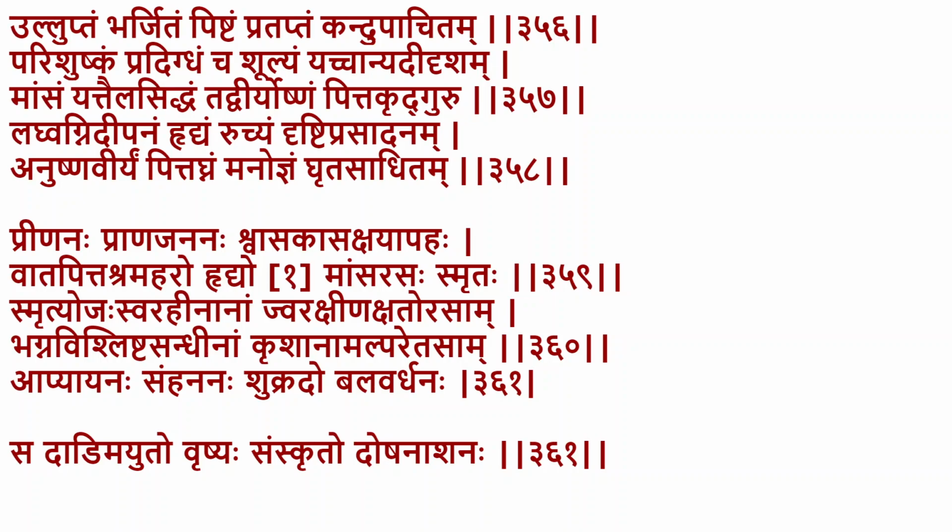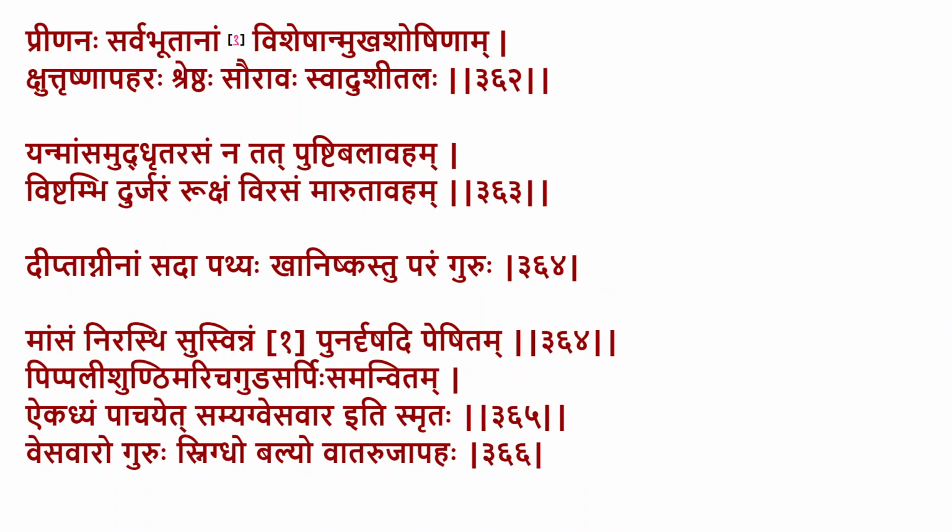क्रीडनः प्राणजननः श्वासकाशक्षयापः पादपित्तश्रमहरो हृद्यो मांसरसस्मृतः. Mamsarasa, soup prepared out of meat, would be krinana, pranajanana and so on. स्मृति ओजस्वरहीनानां जलक्षीणक्षतोरसां भग्नविश्लिष्टसन्धीनां कृशानाम् अल्परेतसाम् आप्यायनः संहननः शुक्रदो बलवर्धनः. That kind of soup is preferred in these conditions. It is supposed to enhance the memory. स दाडिमयुतः वृष्यः संस्कृतो दोषनाशनः. A meat soup prepared with dadima becomes vrishya and doshanashana.